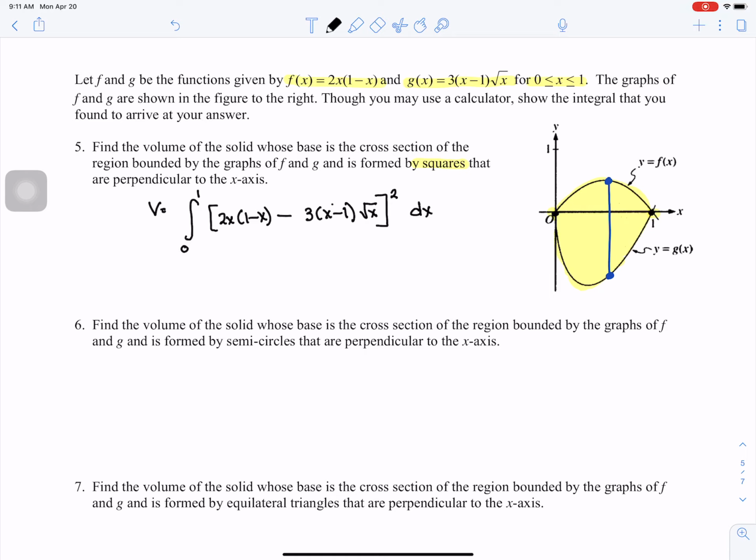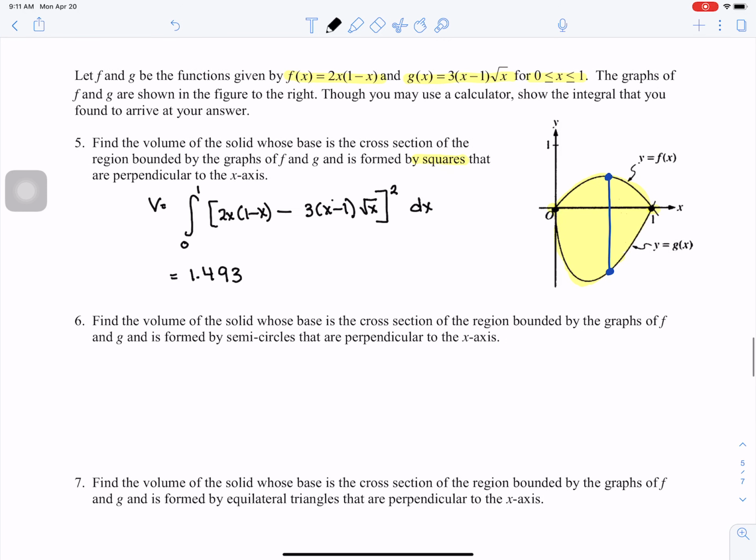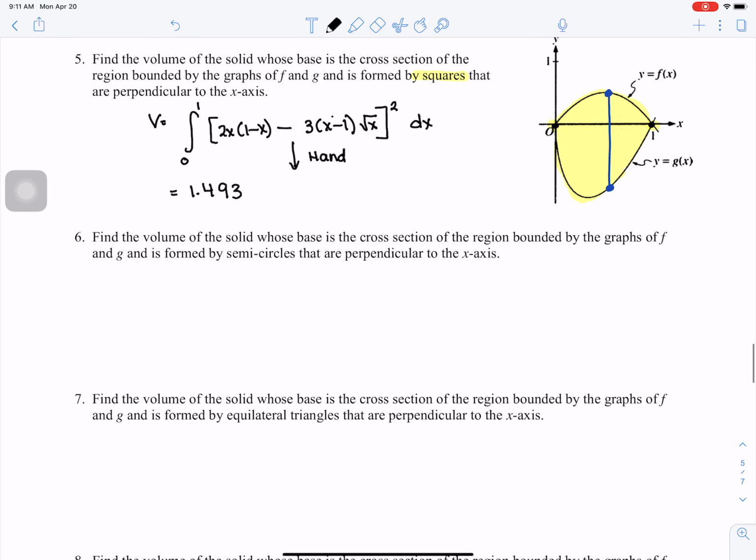And when I do that, I get 1.493. Again, this one should be clearly possible to do by hand. I would recommend you try that by hand, and you should get an answer that works out to 1.493, just to make sure you practice your regular integral skills.